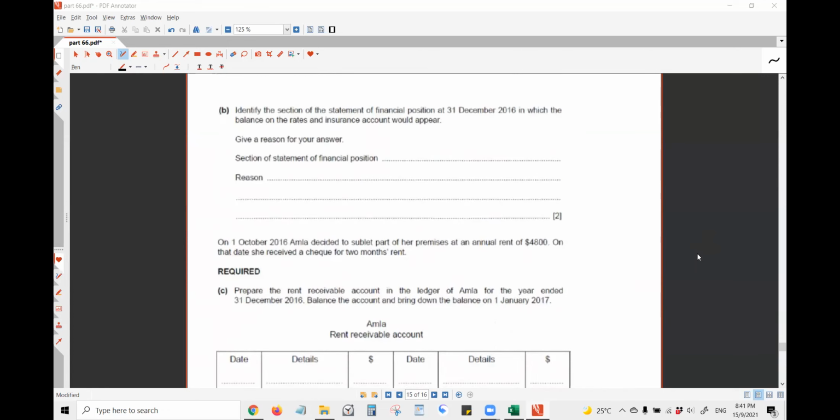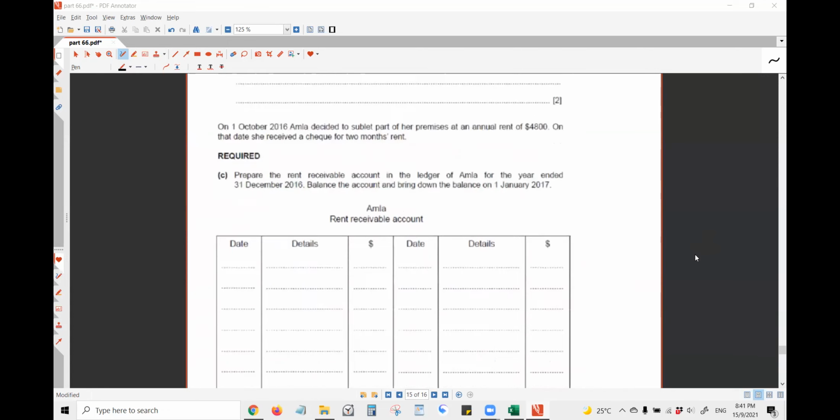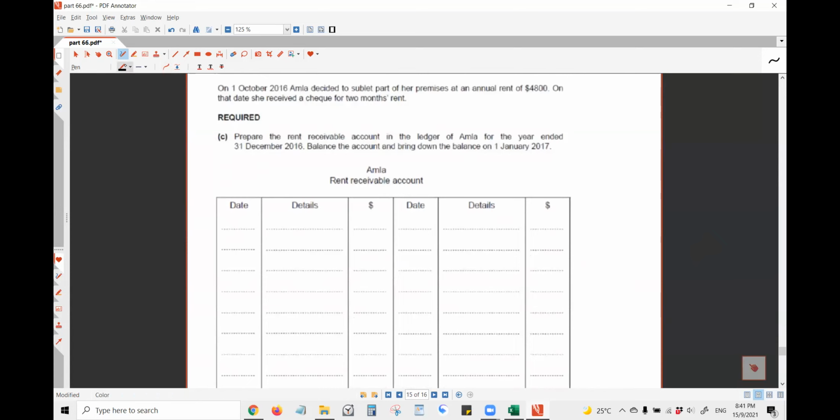We look at AMLA, the one in the middle. Also a past exam question. Question C: Prepare rent receivable account. This time you are looking at an income.